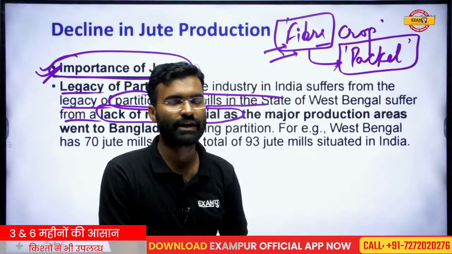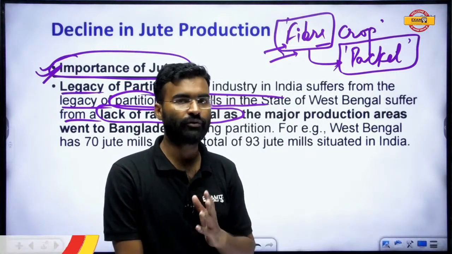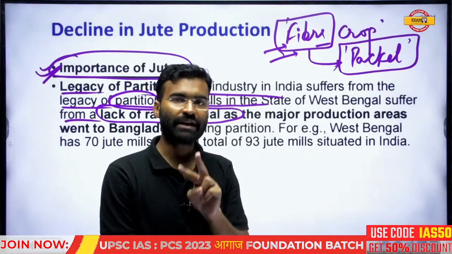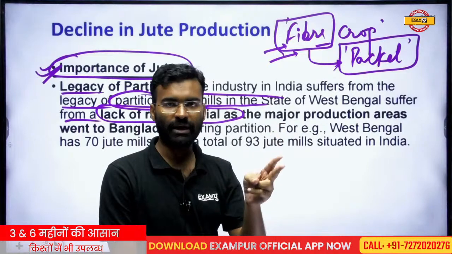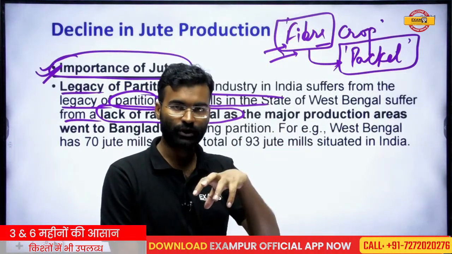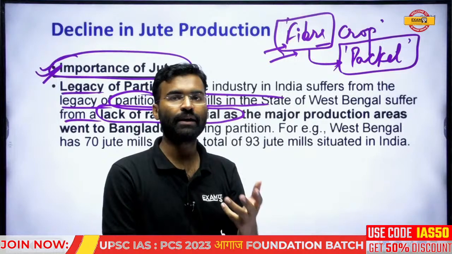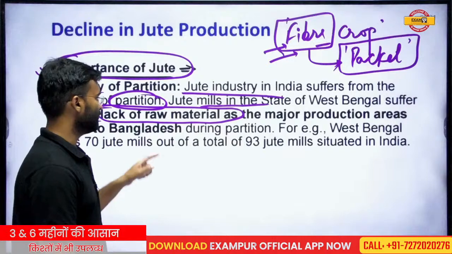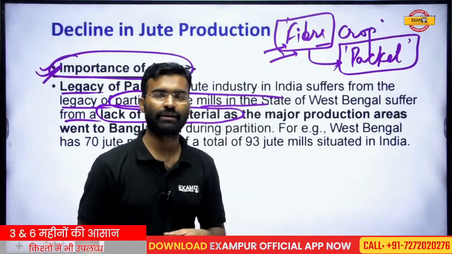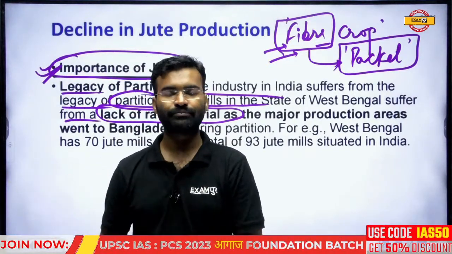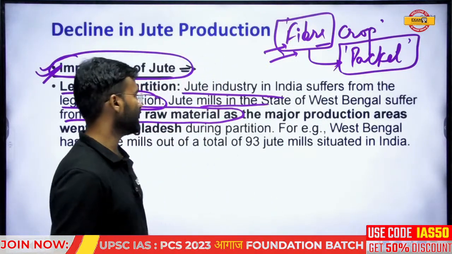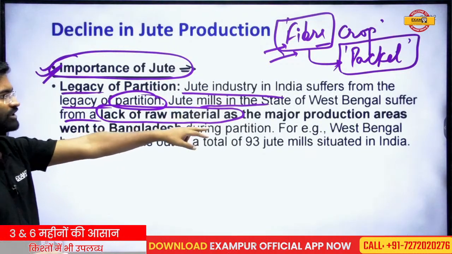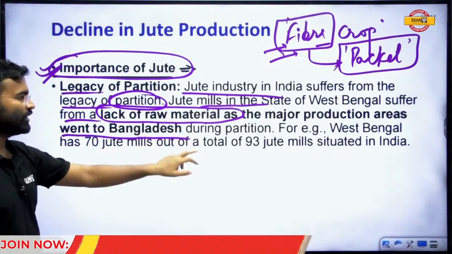When the partition took place in 1947, there were two regions, one India and another Pakistan. Pakistan had two areas, Eastern Pakistan and Western Pakistan. Bangladesh was the earlier Eastern Pakistan, and that was part of the Bengal region. The major producing regions went with Pakistan, and that is why the Indian jute industry has suffered from lack of raw material.